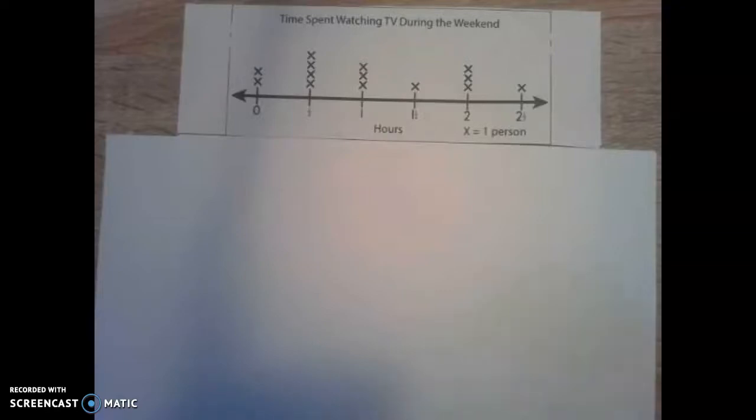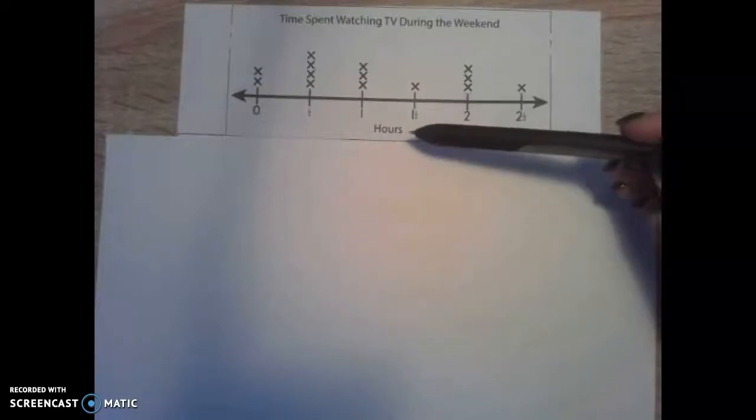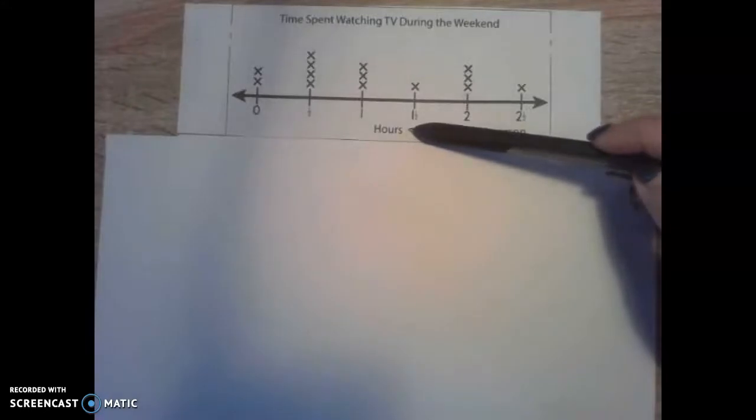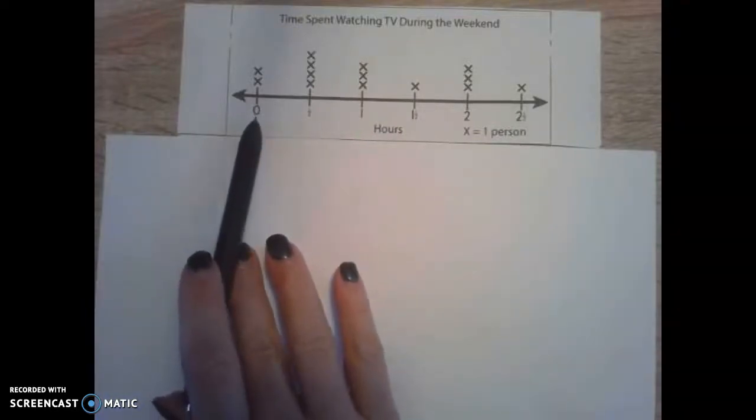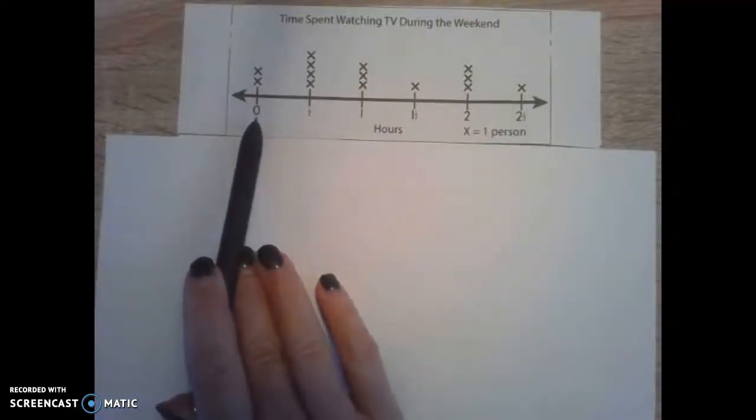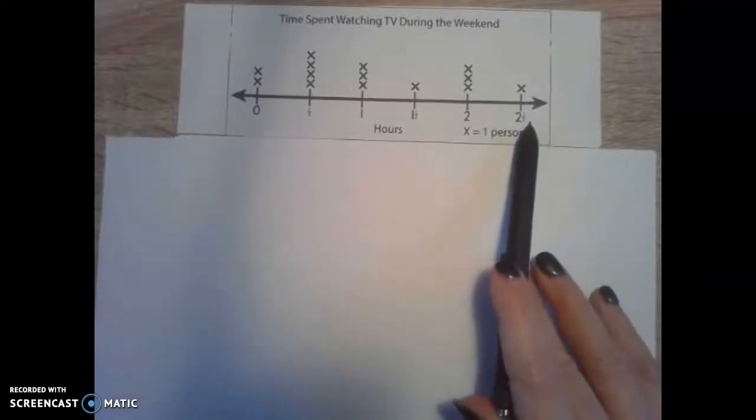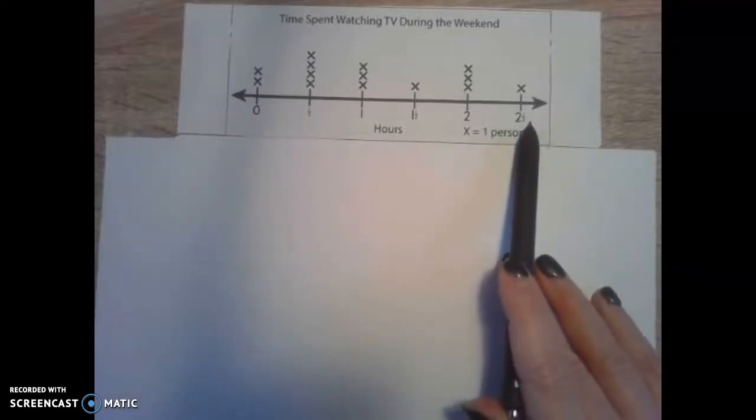All right, so some things that I notice about this graph is that it has some different labels and titles. Up here is the title of the graph, time spent watching TV during the weekend. Tells me what the graph is about. I also notice that the X down here represents one person, so every X is one person. I notice that the data is showing me hours of time spent watching TV and not minutes. I noticed that some people in this data have watched 0 hours of TV on the weekend, and we also have people who have watched up to 2.5 hours of TV on the weekend.